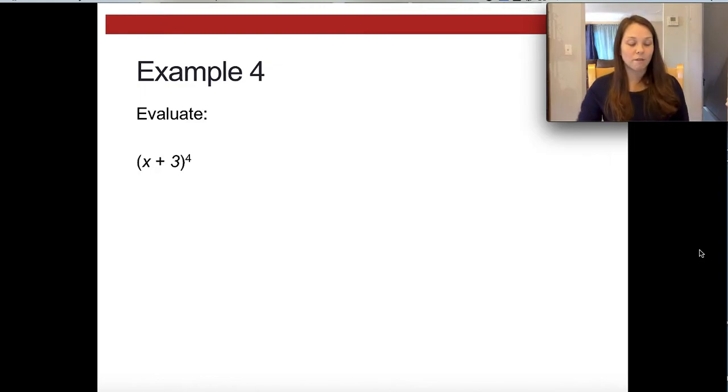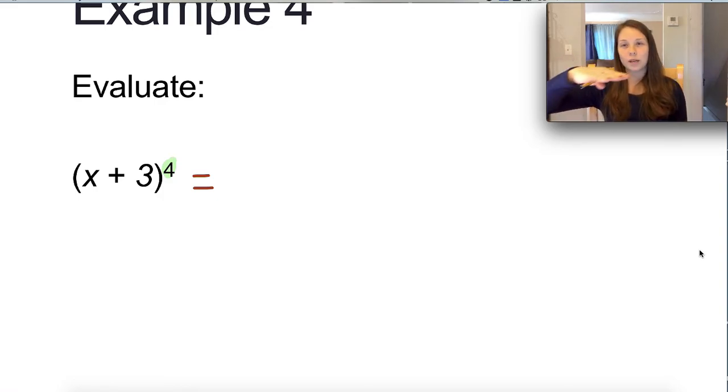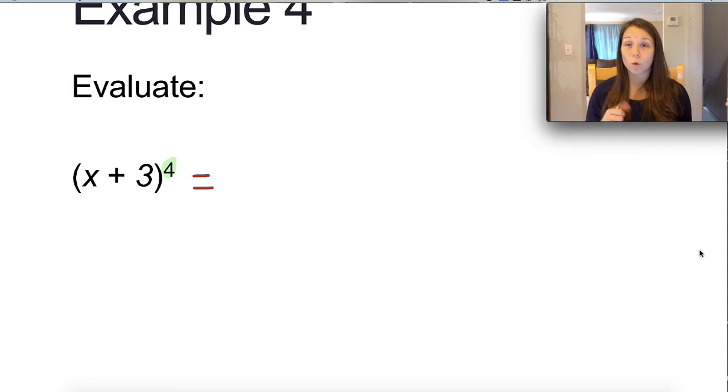Example 4, we have (x + 3) to the power of 4. First thing I want us to point out is the exponent of this binomial is a 4. So when I go through and apply these things that are true about expanding binomials, I like to do it in a 3-tiered process, and I create 3 rows that I'm then going to multiply straight down. That's one way to organize your work.